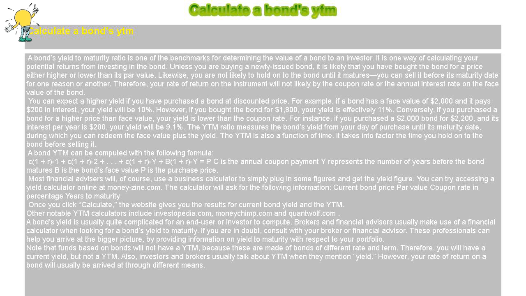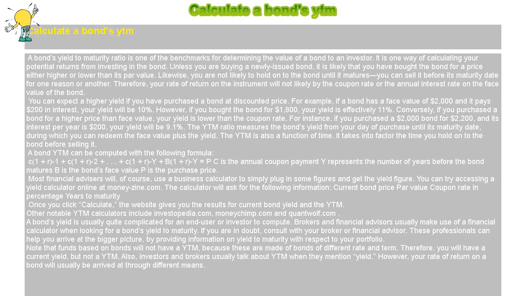Unless you are buying a newly issued bond, it is likely that you have bought the bond for a price either higher or lower than its par value. Likewise, you are not likely to hold onto the bond until it matures. You can sell it before its maturity date for one reason or another. Therefore, your rate of return on the instrument will not likely be the coupon rate, or the annual interest rate on the face value of the bond.